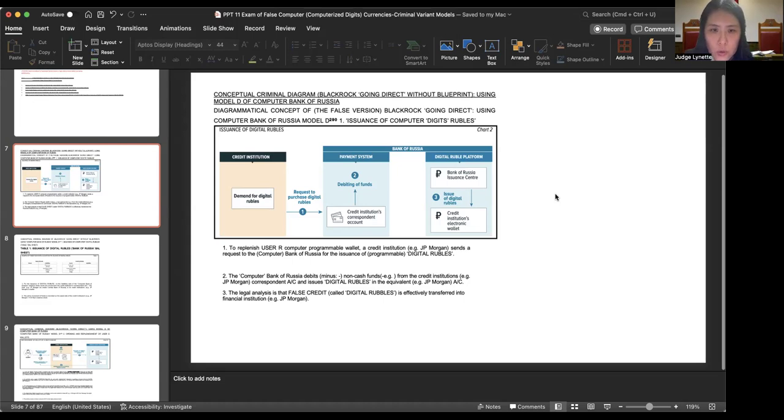The Computer Bank of Russia debits, or minuses, the non-cash funds from the credit institution JP Morgan's correspondent account and issues digital rubles in the equivalent amount in the JP Morgan account. The legal analysis is that a false credit called digital rubles is effectively transferred into the financial institution JP Morgan.